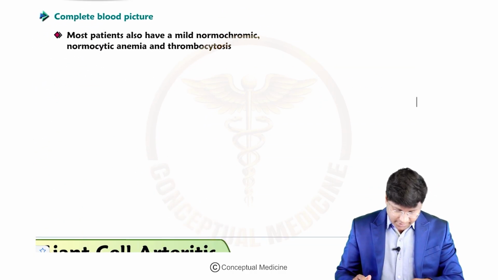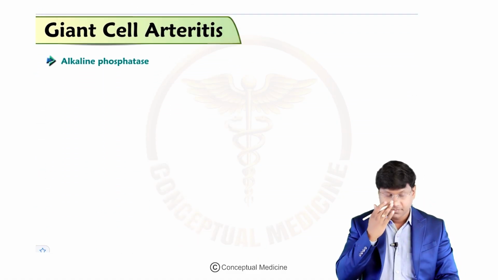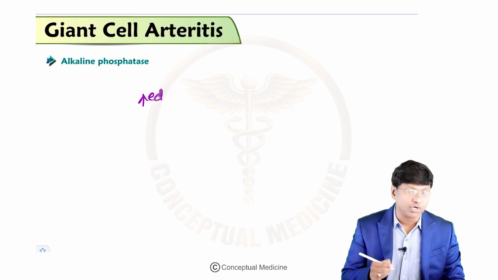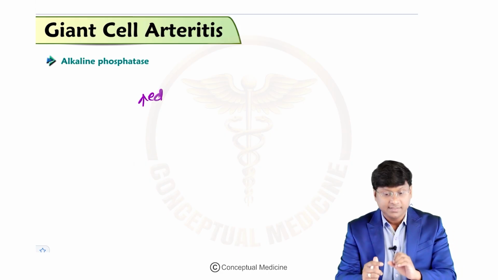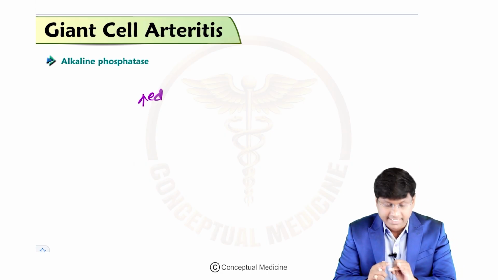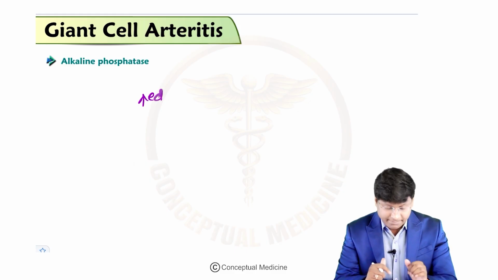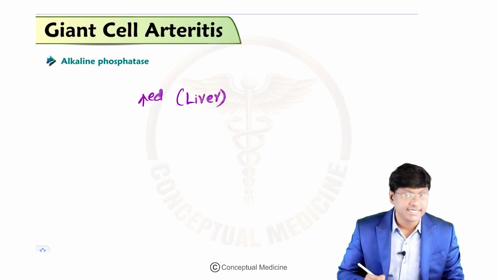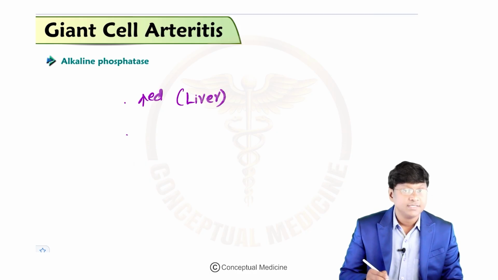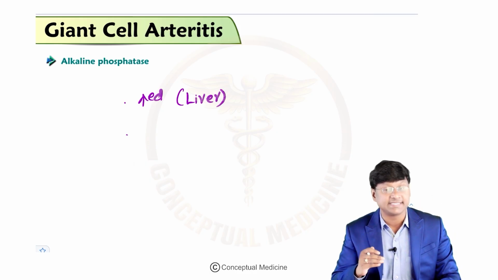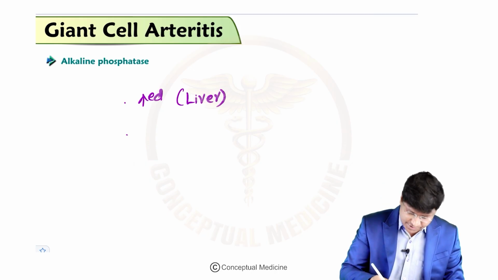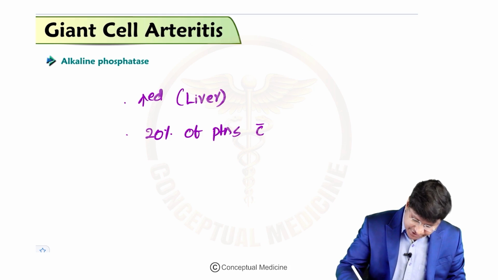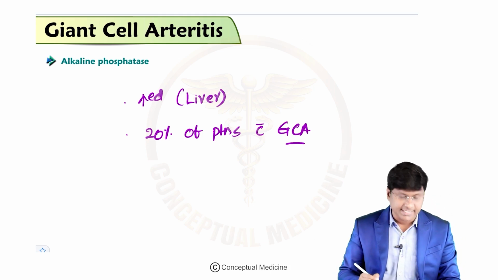And if you see the alkaline phosphatase levels, they are elevated. And what is the source of this alkaline phosphatase? The source can be from bone, liver, or placenta. But here in giant cell arteritis, it is from the liver. The alkaline phosphatase level is elevated in 20% of patients with giant cell arteritis.